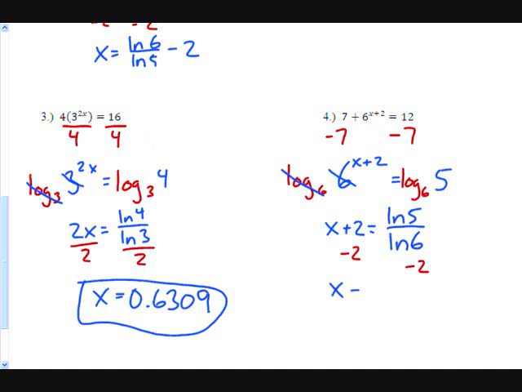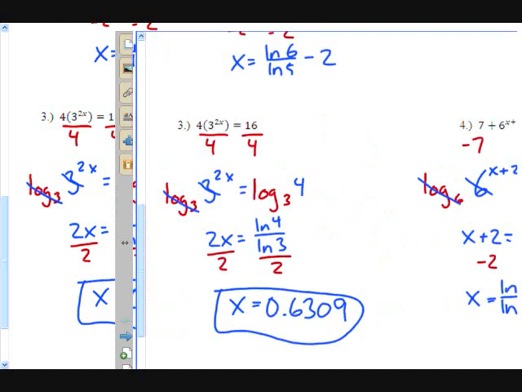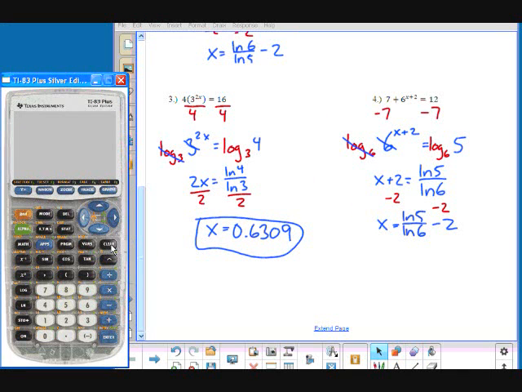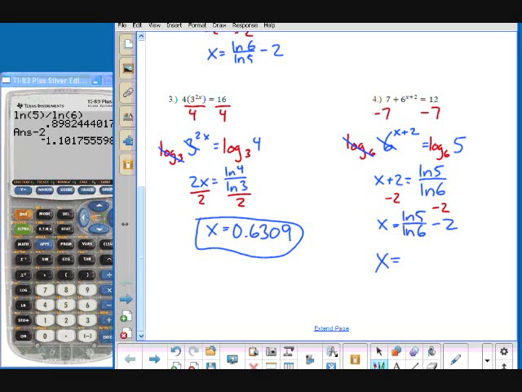And once again, I'm going to plug this whole thing into my calculator all in one shot because I don't want any round-off error until the very end. It's time to break out my calculator. So here, the natural log of 5 divided by the natural log of 6. Enter. And then subtract the 2. So once again, it gives me a negative answer, but again, negative answers are okay here because I'm talking about an exponent. Okay, negative answers in my exponent are fine. Negative 1.1018. That's where it rounds to.